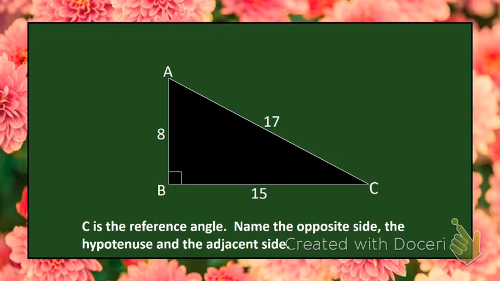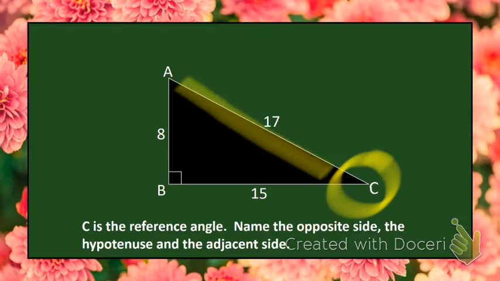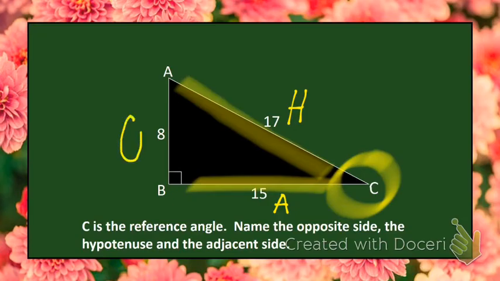We'll start out, and in the problem it tells us that C is the reference angle. So I'm going to circle the reference angle, and then I'm going to highlight the two sides of the reference angle. The longer of those two sides is going to be called the hypotenuse, and the other side is going to be called the adjacent. Then the remaining side is the opposite side of the triangle.